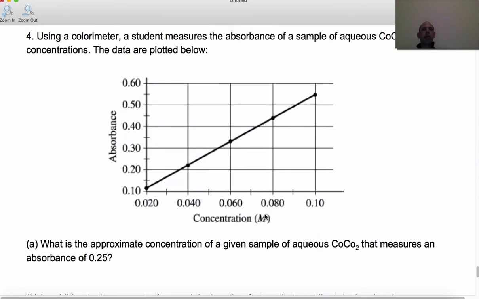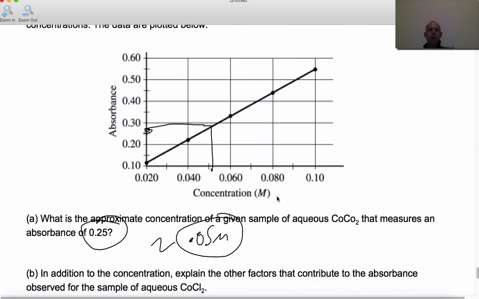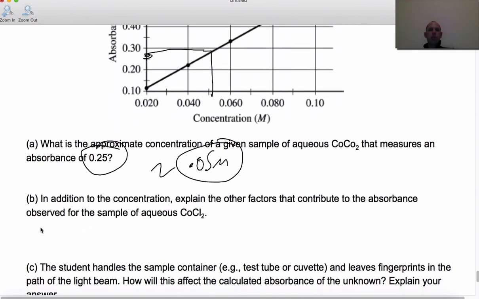Using the colorimeter, a student measures the absorbance below. What is the concentration at an absorbance of 0.25? So if we go over and come down, it's relatively about 0.05 molar. Okay. All right, so this is Beer's law.